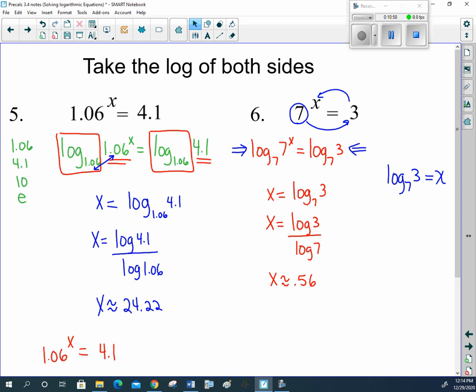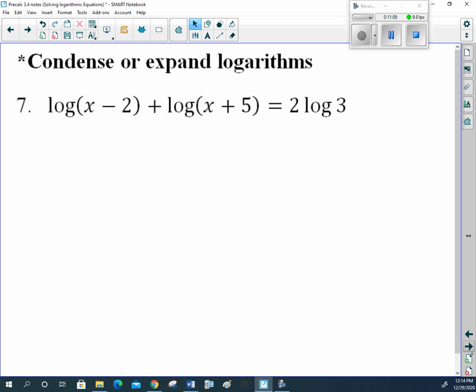So we've got taking the logarithm of both sides, rewriting in logarithm form, changing our bases, taking the log of both sides. Okay, we can do expanding or condensing.